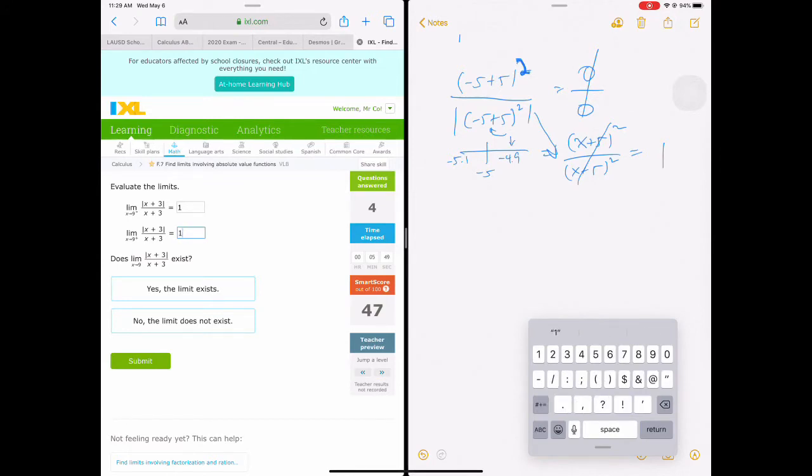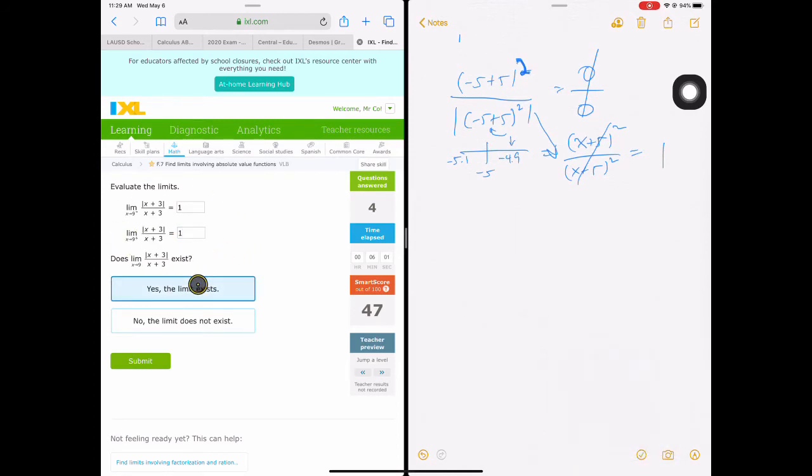On the left side, plug in positive 9. That gives us 9 plus 3 is 12. 12 divided by 12 is still just 1. And since the left limit and the right limit both agree, yes, the limit does exist because the left side and the right side do look alike.